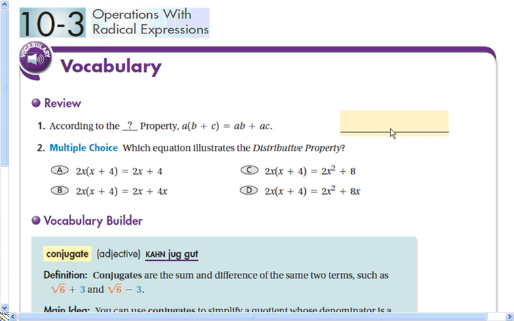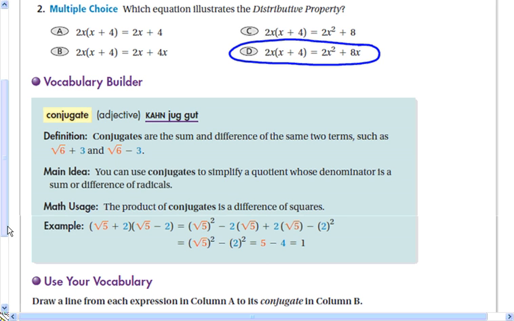According to the distributive property, number one, the problem that correctly uses the distributive property is D. And the vocab, the conjugate, are sums and differences of the same two terms. You're going to find out in a little bit why they're important here.